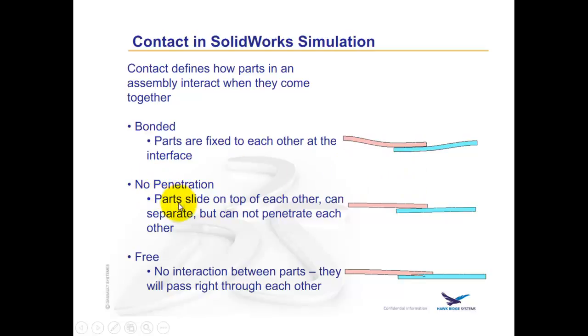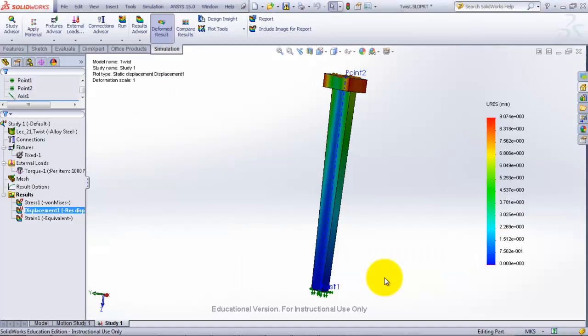No penetration. Parts slide on top of each other, can separate, but cannot penetrate each other. So these two can slide, push on each other, but the pink piece will not go into the green piece like they can down here, where it's completely free, no interactions between the parts. They will pass right through each other. All right. So those are the 3 different kinds, and we'll look at those. Actually, let's look at it real quick here.